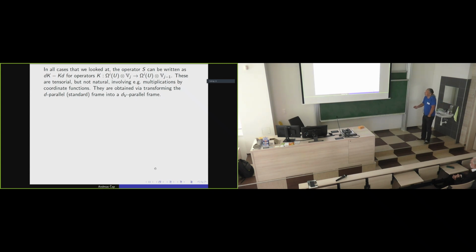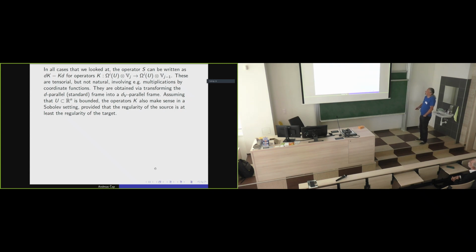Okay. Now, there are these cases which do not occur in the standard BGG construction. Where do they come from? In all examples that we looked at, you can find such a case. You can always write the S's as dk minus kd for operators k mapping omega I of U tensor Vj to omega I of U tensor Vj minus 1, so just going up one row. Where they come from is you can compute them just from changing frames from a d parallel frame to a dV parallel frame. That's the way you can compute this case, and I will give you an example afterwards.